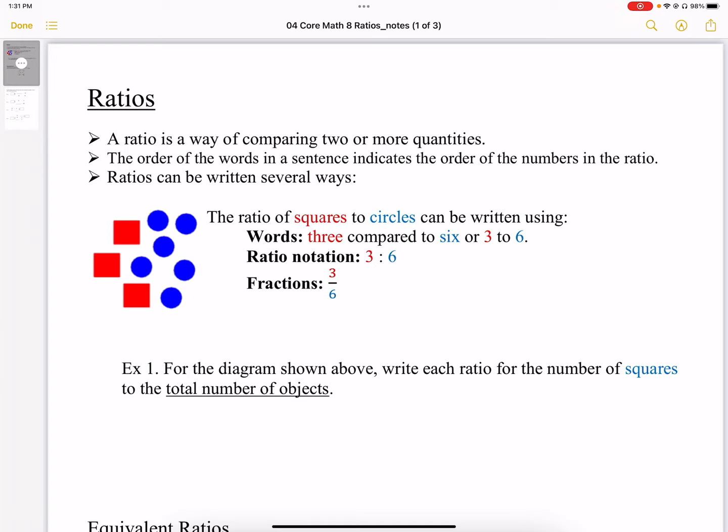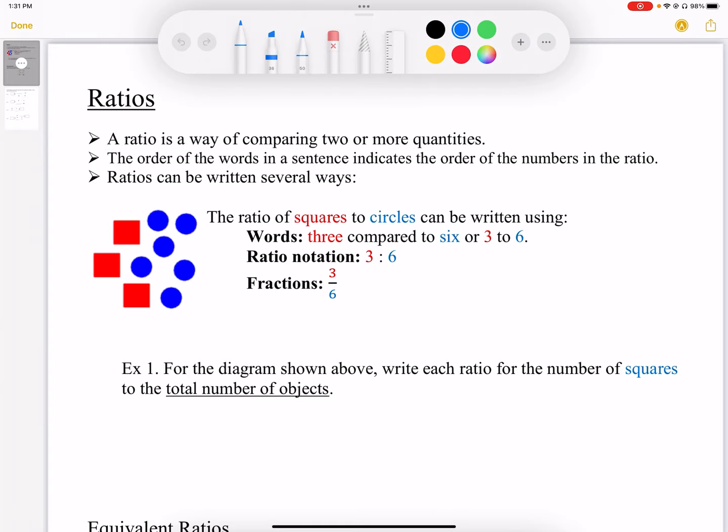So for example, the ratio of squares to circles. So it's important that in this case we are comparing squares first to circles. Okay, so squares to circles. And we can say this in words. So 3 squares compared to 6 circles, or 3 to 6. And we can use this as a ratio notation. So this is kind of what we're focused on. We've done it before with words and with fractions, but we're going to use this ratio notation.